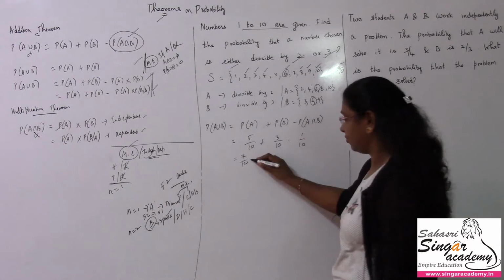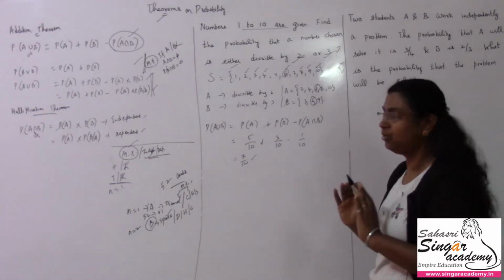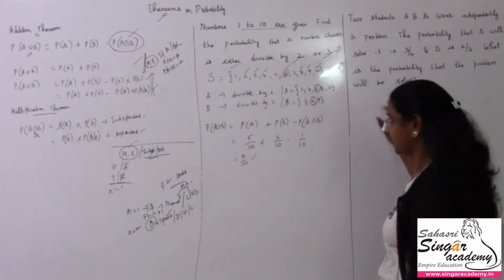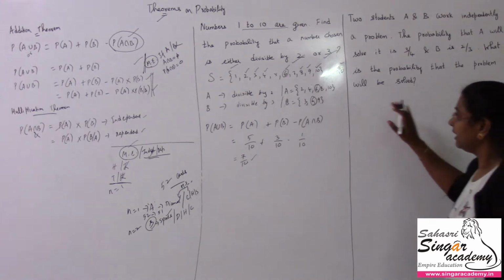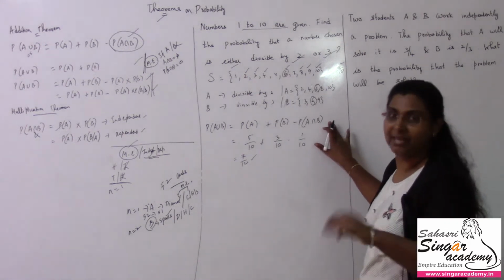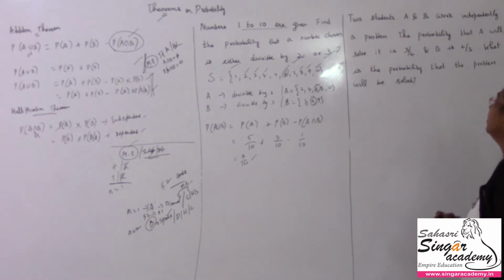Yes, answer vanduchu. Okay, this is a normal problem without any confusion. Now let me go for the second problem. In the second problem, we will use this theorem in a different way. Let's see what to do. Two students A and B work independently on a problem.